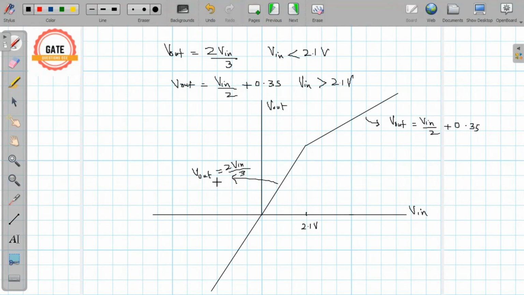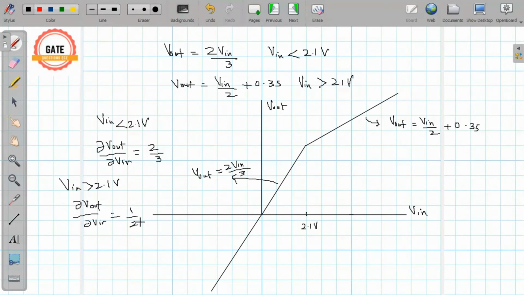So you can differentiate this and calculate that for V input less than 2.1 volt, ∂V out by ∂V in will be 2 by 3. Similarly, for V input greater than 2.1 volt, ∂V out by ∂V in, differentiating this, you will get it is 1 by 2. So this value is smaller and this is larger value.